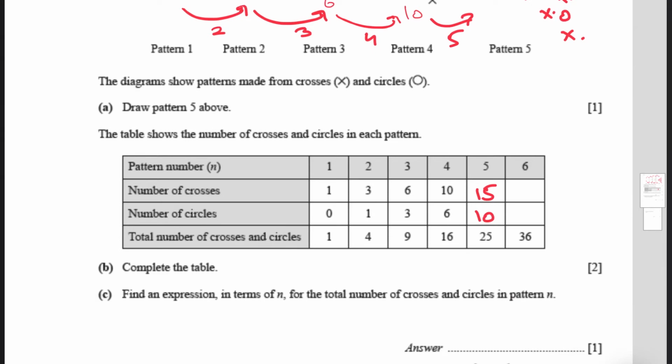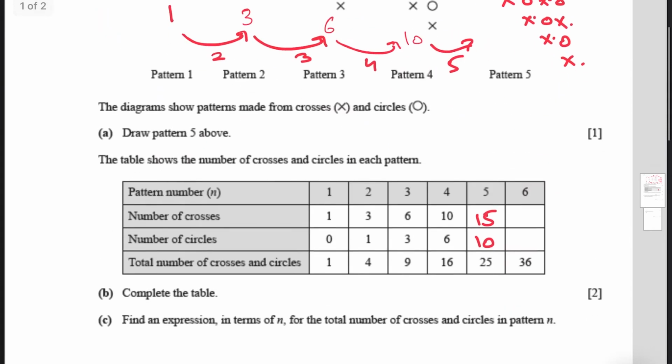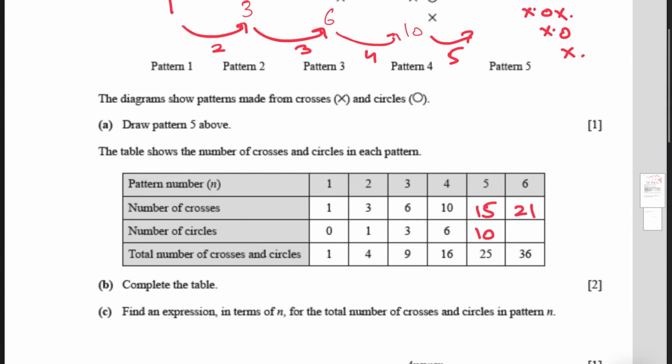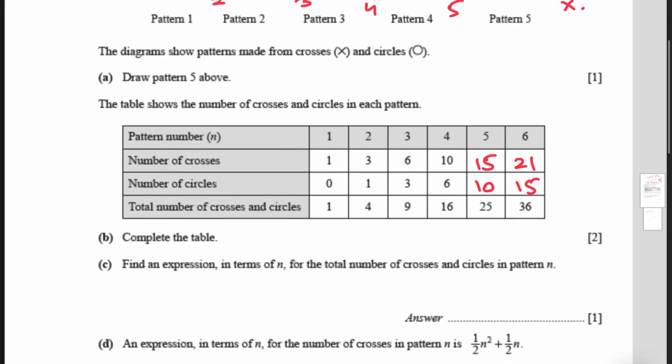Then for the 6th pattern, the number of crosses would of course be 15 plus 6, you get 21. And then for the number of circles, you do 10 plus 5 because that's the way they are increasing, and you get 15 over here. So 21 plus 15 gives you 36.